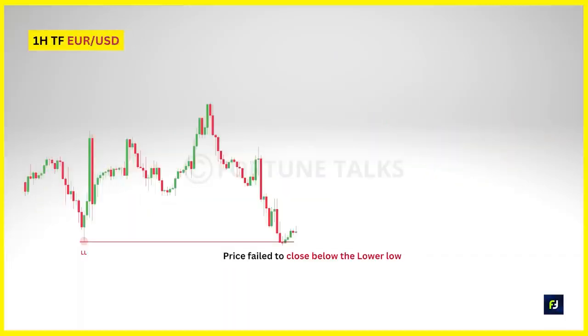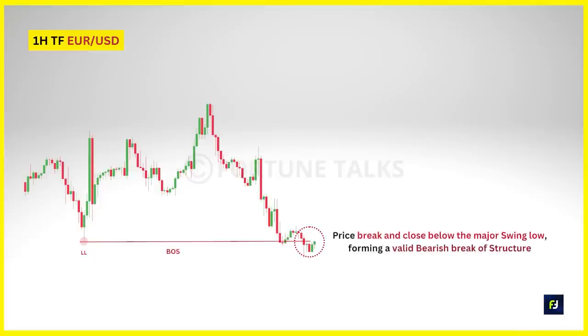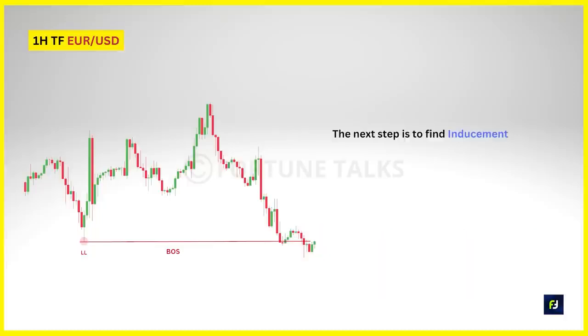Now let us look at a bearish scenario. This is a 1 hour time frame chart. Here you can see how the price reacted from the previous low level, but it failed to break below it. But after a slight pullback, price managed to break and close below the major swing low, thereby forming a valid bearish breakup structure. Once the breakup structure is confirmed, the next step is to find a proper inducement.